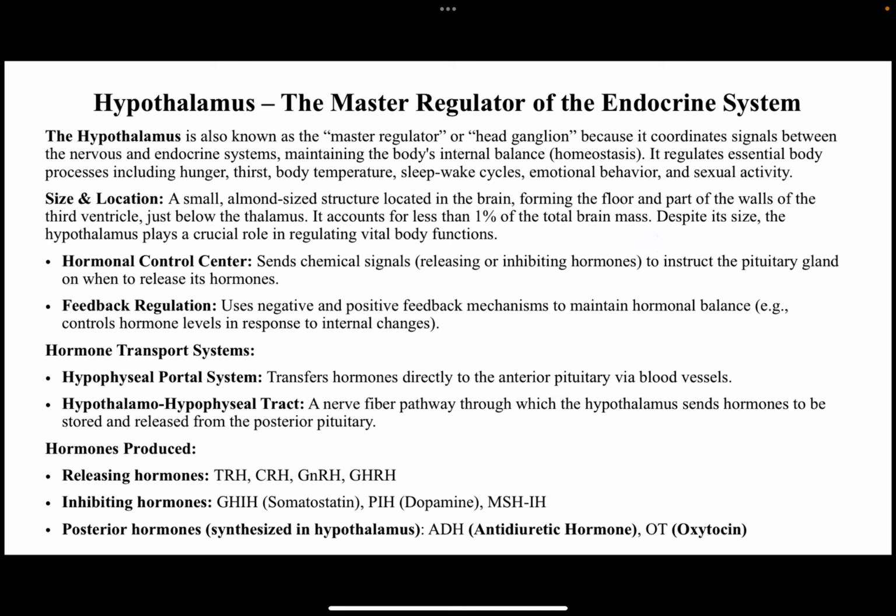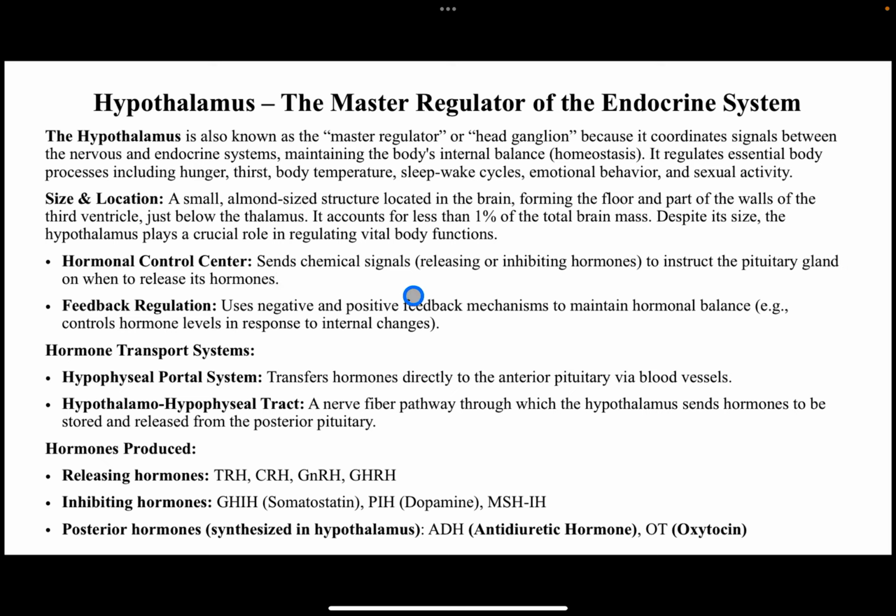So remember that the hypothalamus is known as the master regulator, not the master gland. It is the master regulator or the head ganglion, because it is the hypothalamus that coordinates or links the nervous system with the endocrine system. And because it's the master regulator, we recognize it even when we are talking about the functions of other glands, because the hypothalamus has an influence in regulating the pituitary gland's activities.